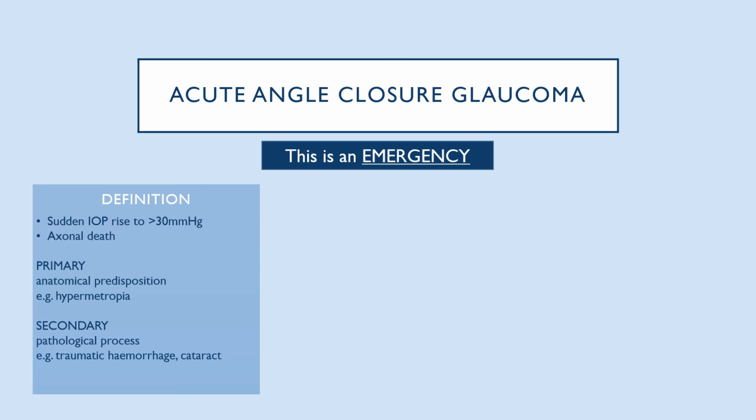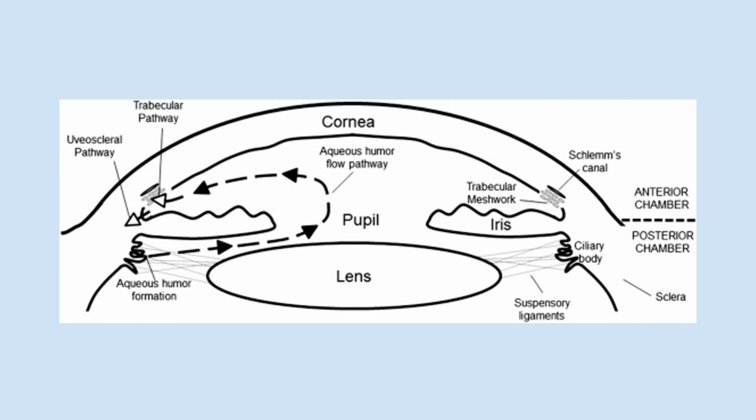This may be primary, for example, anatomical or genetic predispositions such as hypermetropia, or it could be due to a pathological process such as a hemorrhage or a cataract. So if we look at this diagram again, in acute angle closure glaucoma, it is this area here which is first affected. This becomes blocked suddenly. This will prevent the passage of the aqueous humour from the posterior to the anterior chambers.